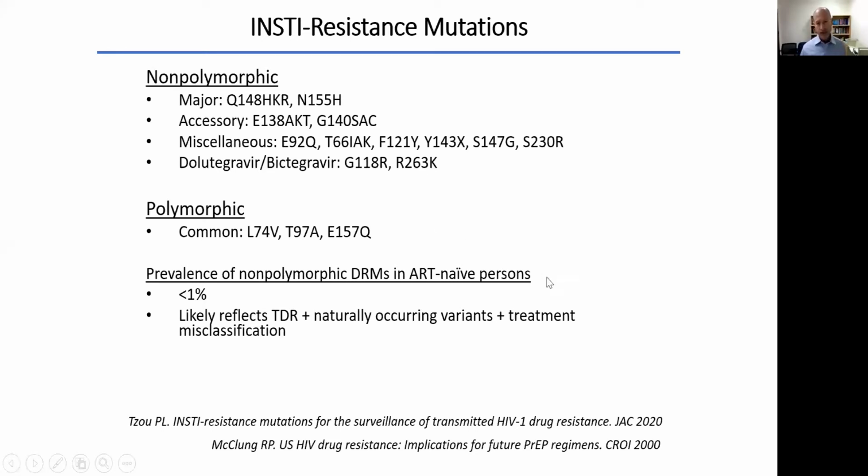This year, we did a systematic review of published studies of integrase sequences in ART-naive persons and found that the frequency of integrase inhibitor resistance in this population is quite low, below 1%. And in fact, the largest of the studies was recently presented at CROI this year by the CDC. They looked at samples from about 3,000 persons and found that the proportion with transmitted integrase inhibitor resistance was 0.8%.